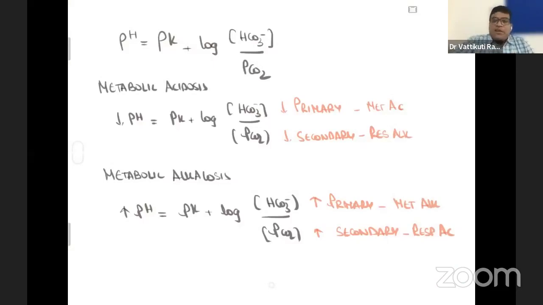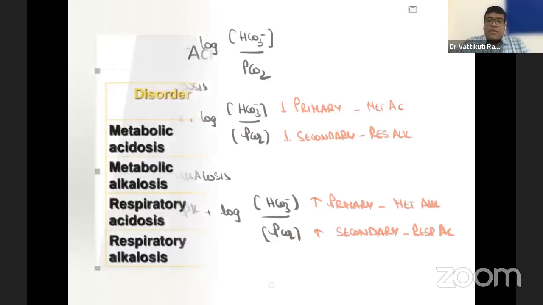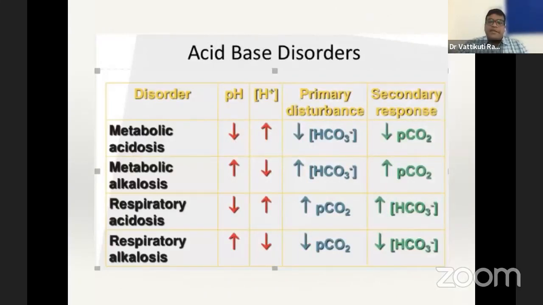Since the primary disorder is metabolic acidosis, to maintain the pH within the normal range, if the numerator is falling, the denominator also will try to go down so that the ratio remains constant, so that the pH remains within the normal value. This is called compensatory mechanism. If the primary disorder is metabolic acidosis, the compensatory mechanism is respiratory alkalosis. On the other hand, if the primary disorder is metabolic alkalosis, the secondary disorder is respiratory acidosis. So this is a compensatory mechanism, what I am talking about.